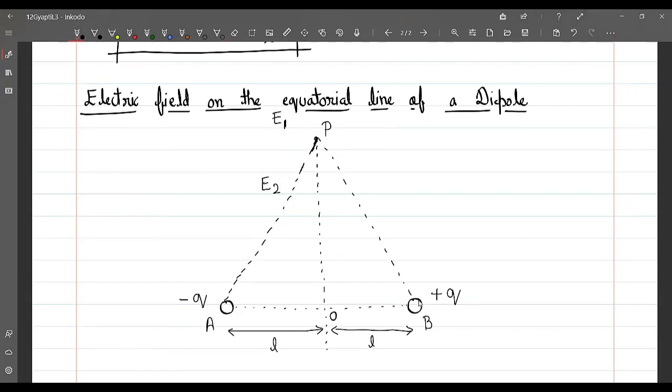So see, I was saying that the electric field due to this plus Q charge will be along the line PB, but away from the charge. But due to this negative charge, it will be along the line AP, but towards it.